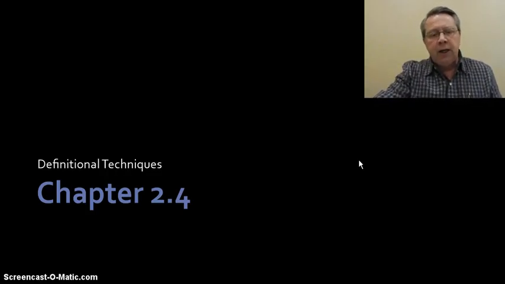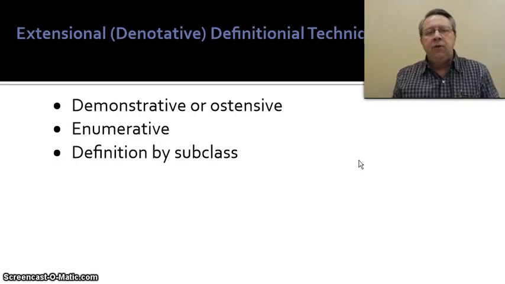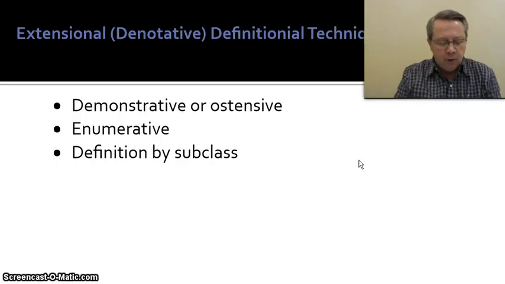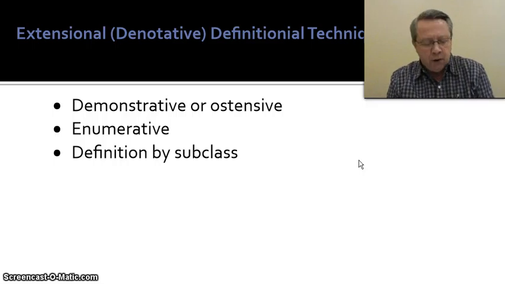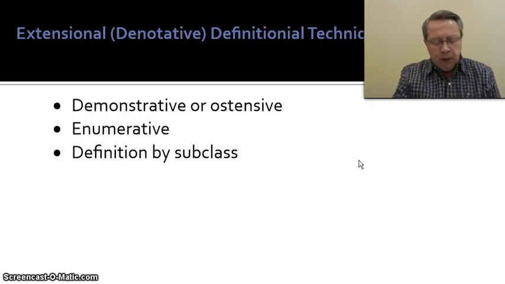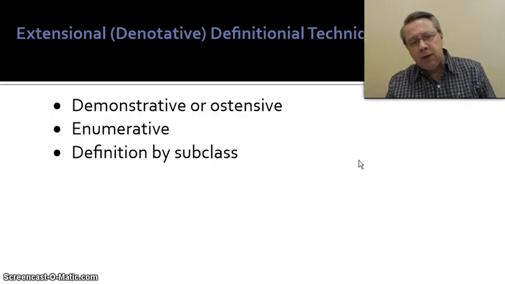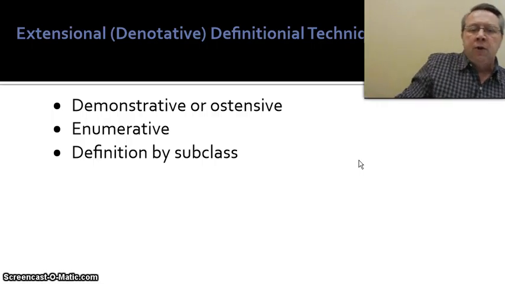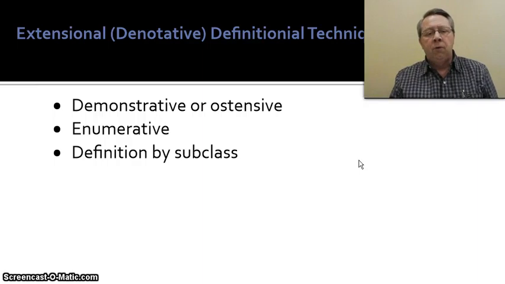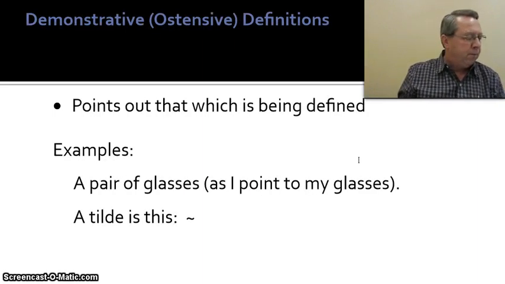We want to continue looking at definitional techniques, and so the first is extensional or denotative definitional techniques. An extensional or denotative definition, straight out of the book, page 102, is one that assigns a meaning to a term by indicating the members of the class that the definiendum denotes. There are three ways to do this: demonstrative or ostensive, enumerative, or definition by subclass. We'll look at these and then we'll go from the other point.